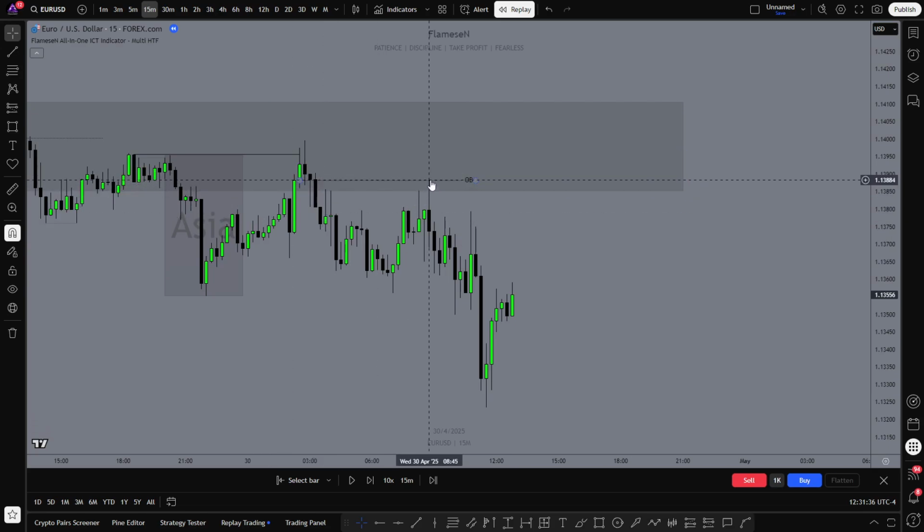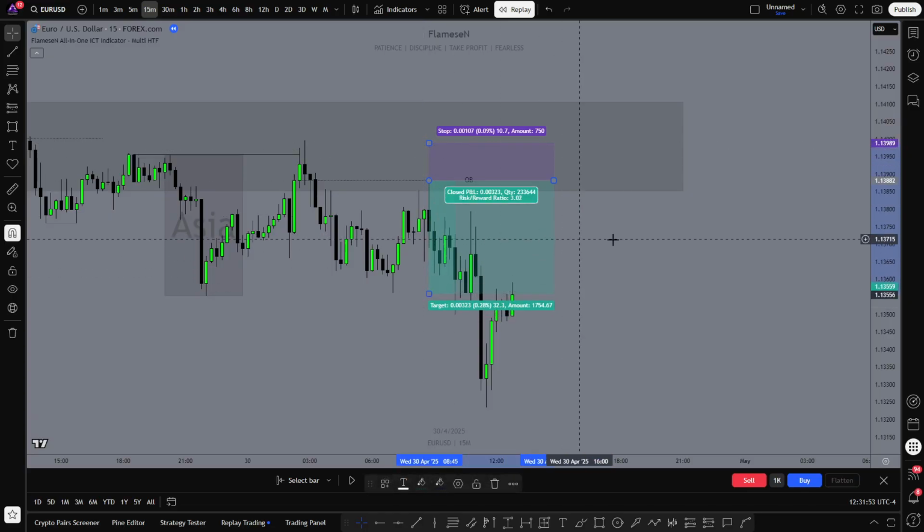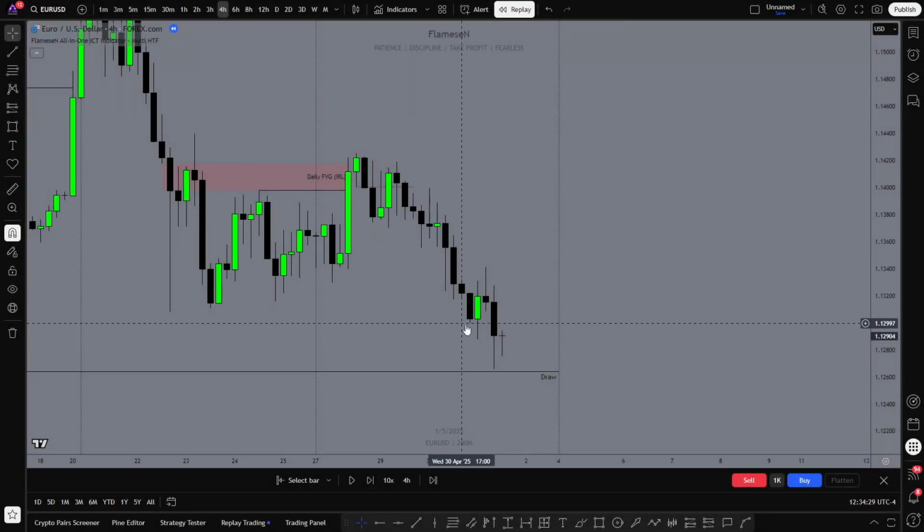From there, I expected price to push lower toward the higher time frame buy-side liquidity. It was tested right here, and I took my entry here with my stop loss above the order block. I targeted a 3R trade, and once the order block was tested, you can see that it had a clean expansion lower. Then on Thursday, we still hadn't reached the drawn liquidity, the high time frame drawn liquidity.